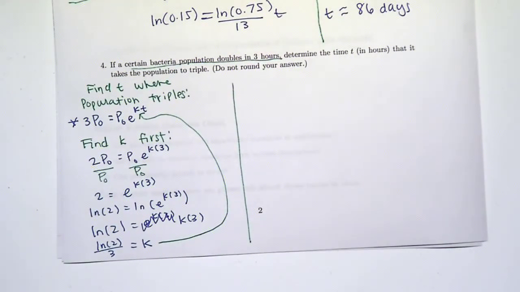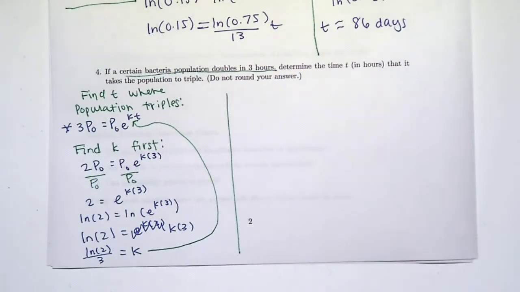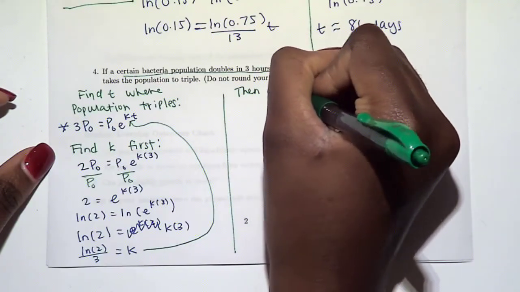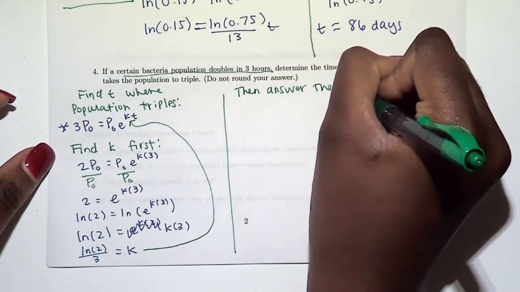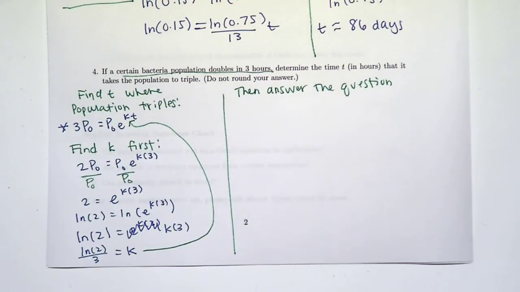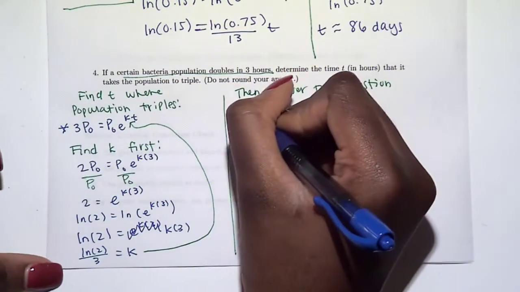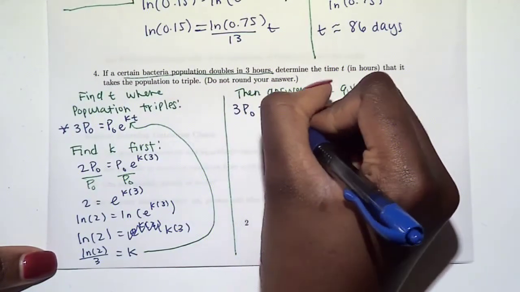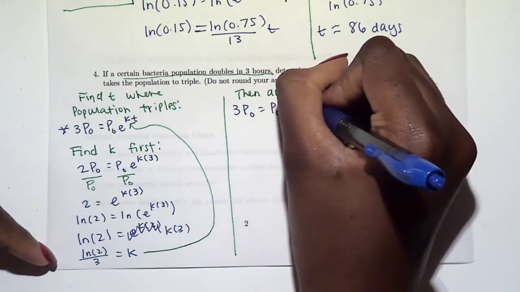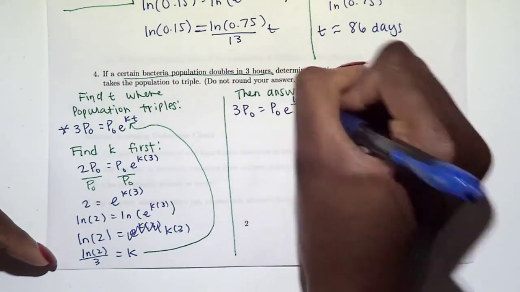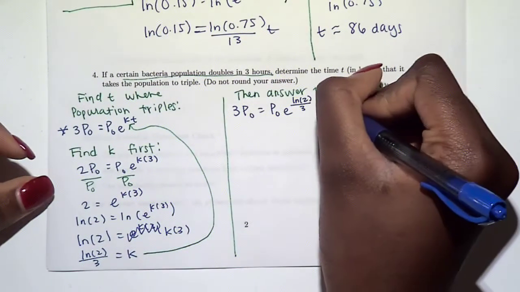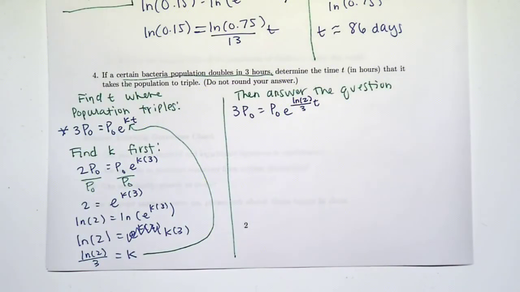All right, now we finally get to answer the question. The question is, what is the time that it takes the population to triple? Well, we already know how it's going to be set up. This time, we know what k is. Remember, we don't want to round this until we get to the very final answer. Now we can find time.